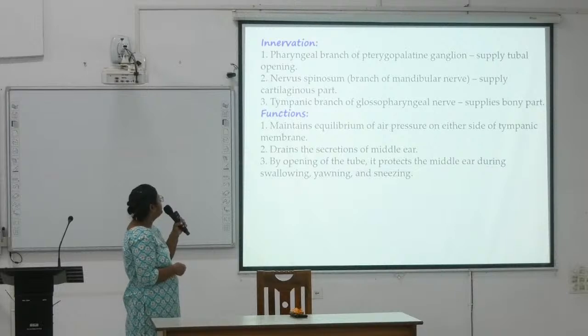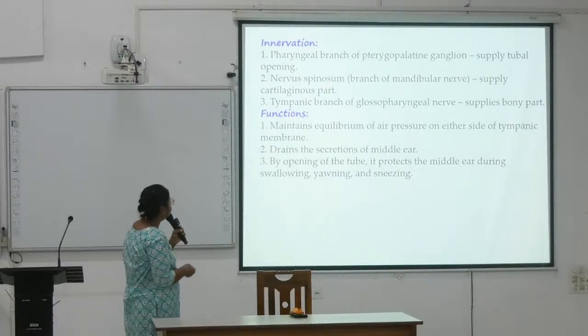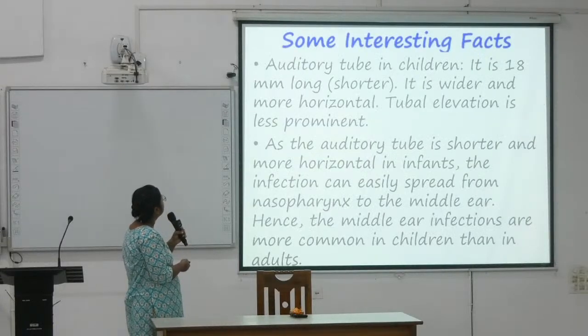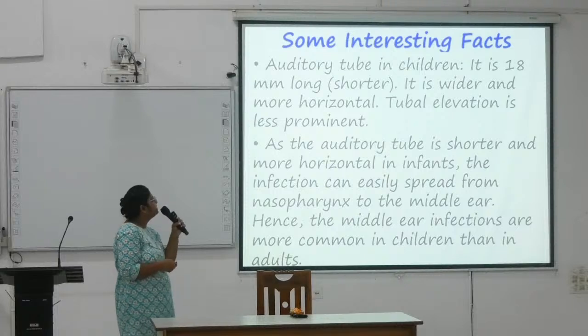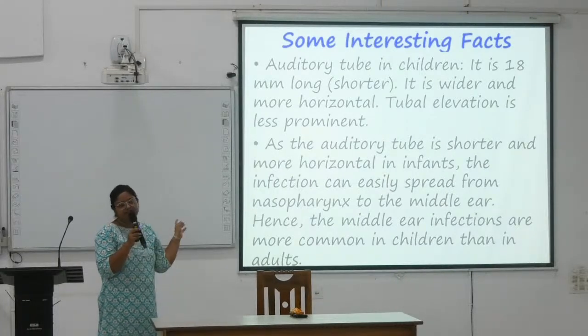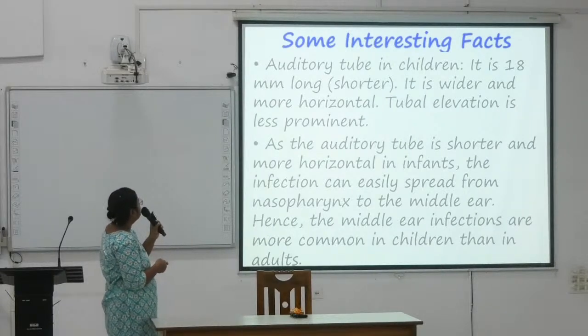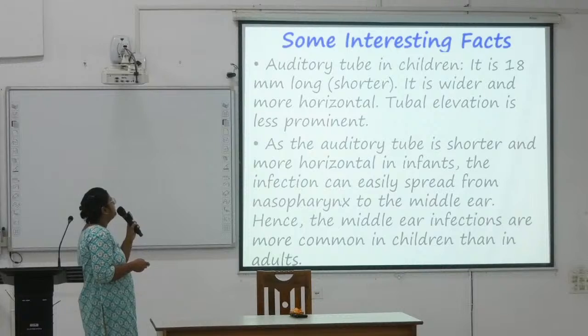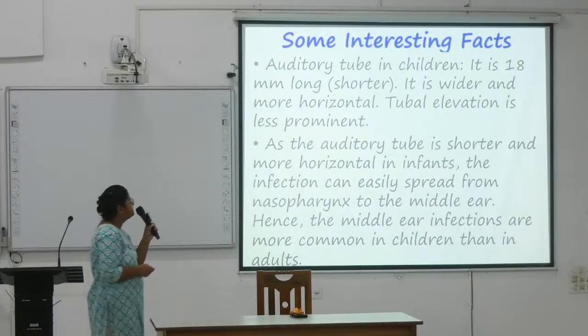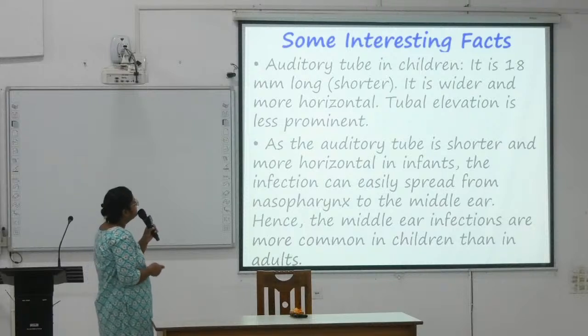By opening of the tube, it protects the middle ear during swallowing, yawning, and sneezing. The auditory tube in adults is 36 millimeter, but in children it is 18 millimeter long. It is shorter, wider and more horizontally placed, so the tubal elevation is less prominent in children.